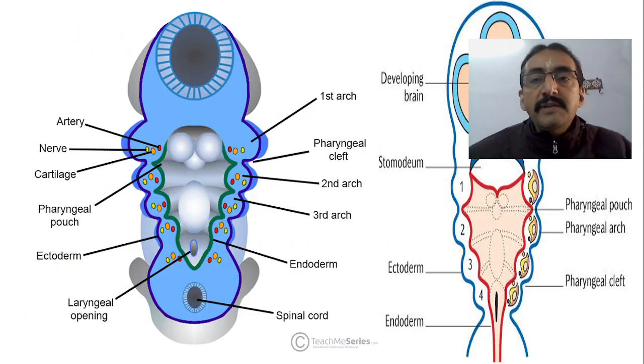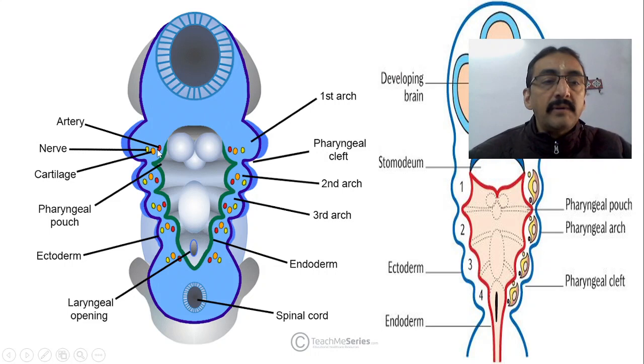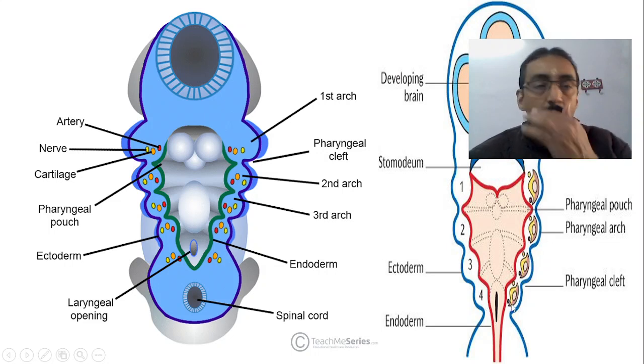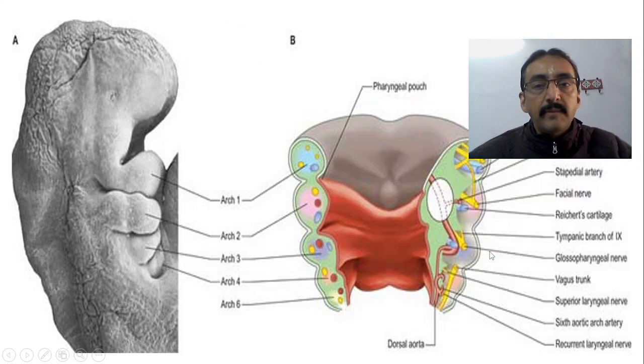Now if you look at this picture, it is very clear how these arches develop. You can see the endoderm, the ectoderm, and the mesoderm, and how the changes occur in the mesoderm. In the mesodermal layer, changes are occurring like artery, nerve, as well as cartilages. They start here. These are the different pharyngeal pouches. This is the first arch, the second arch, the third arch, like this. So you can see 1, 2, 3, 4 arches developing. From these arches we have the development of the arterial system.